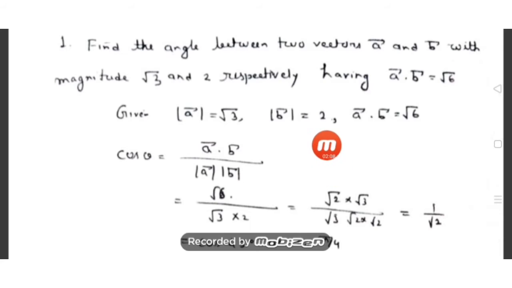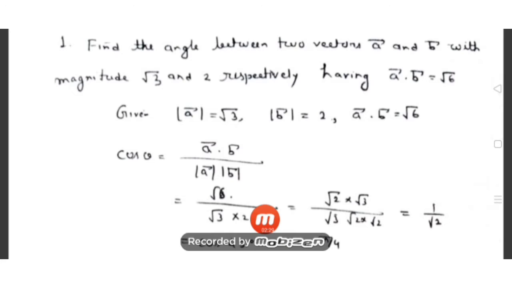And what is the dot product formula? A bar dot B bar is equal to modulus A modulus of B into cos theta. So if we take the cos theta to the left side, the rest goes to the other side, and we get the formula. Then put the corresponding values. A bar dot B bar value is root over 6, substitute here. Then modulus A is root over 3 in the denominator and modulus B is 2. You put it in the denominator.